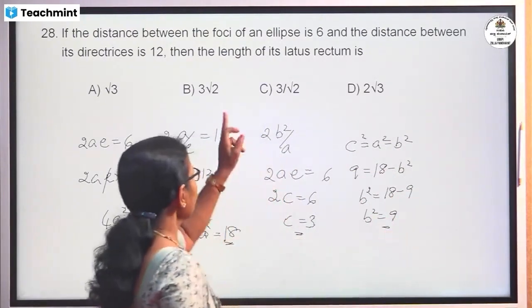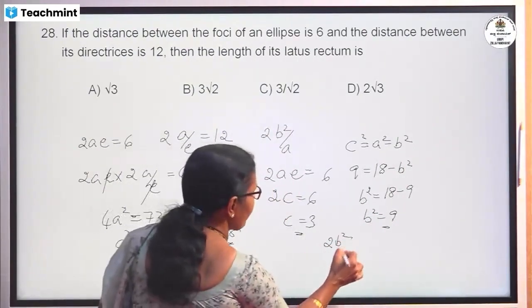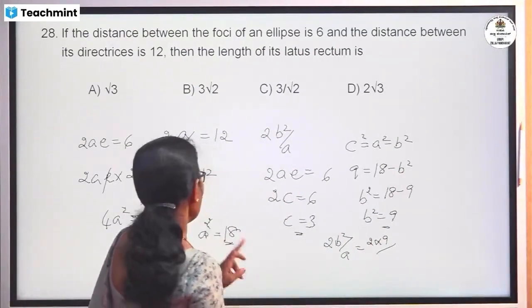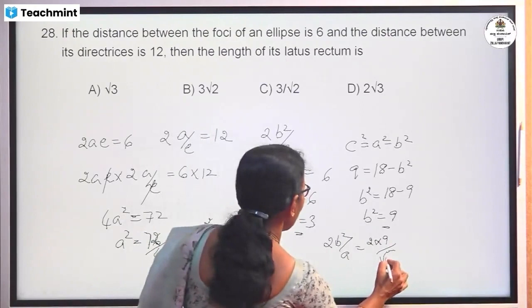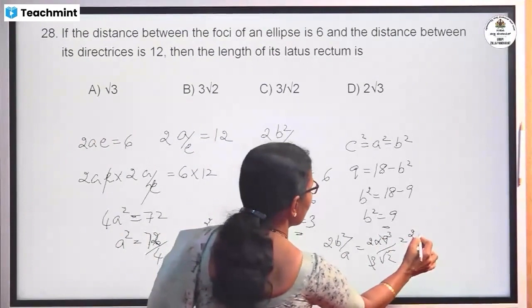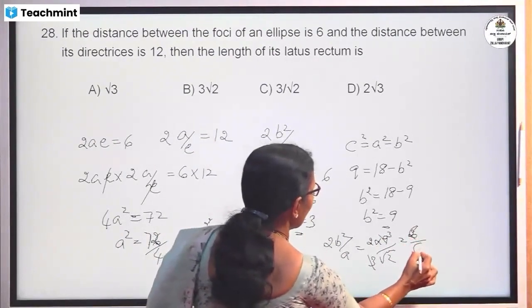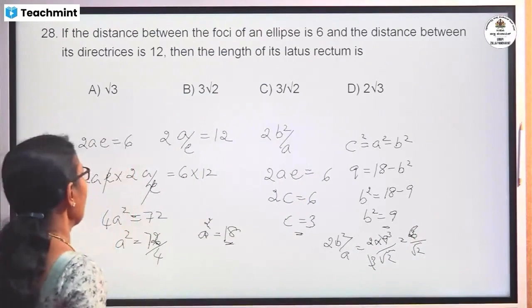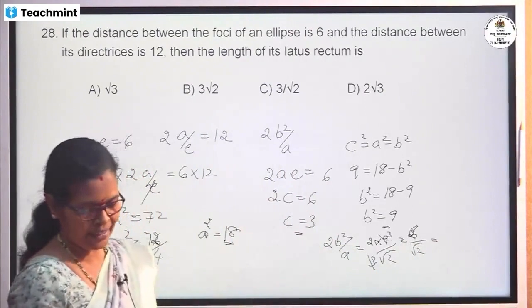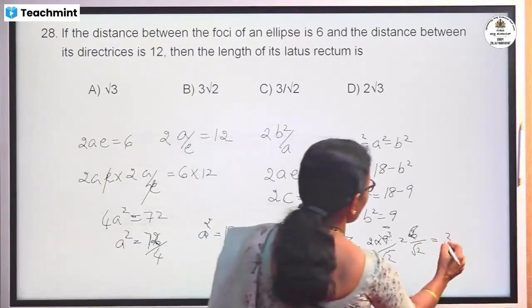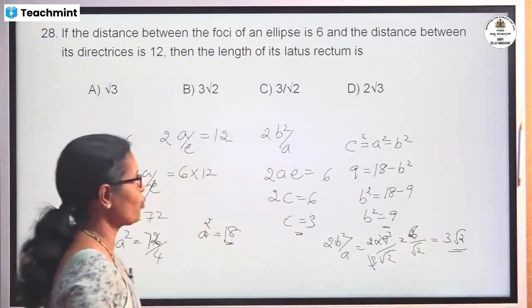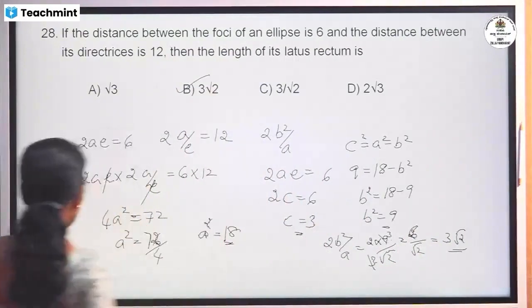So, the length of the latus rectum is 2B square by A, 2 into 9 divided by A, which is root 18. Root 18 means 3 root 2. Then 2B square by A is 6 by root 2. By root 2 is the correct answer, but the option is not there. Then it is equal to 3 root 2, multiplying root 2 into root 2. Then we get 3 root 2 is the correct answer, B.